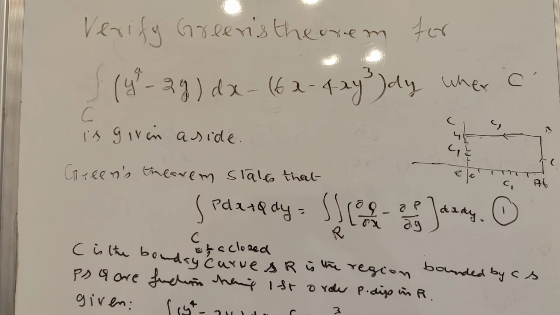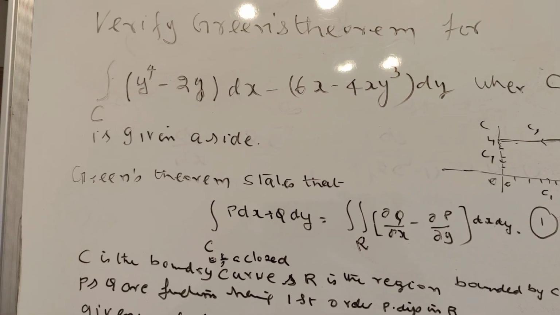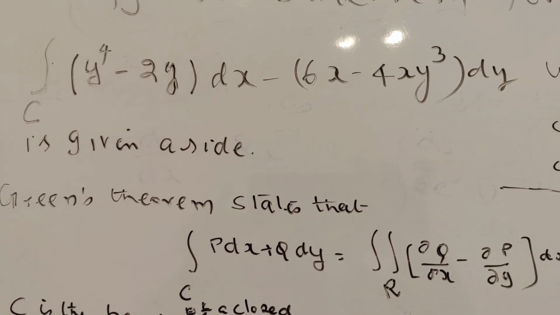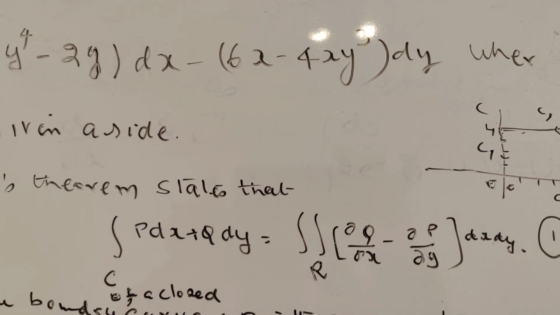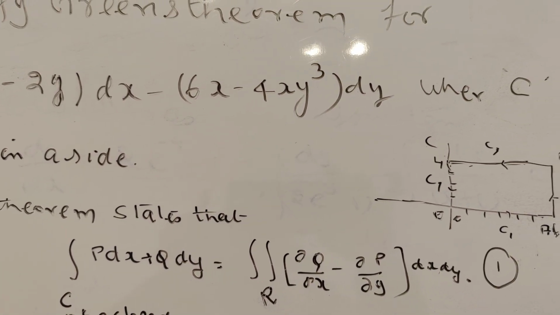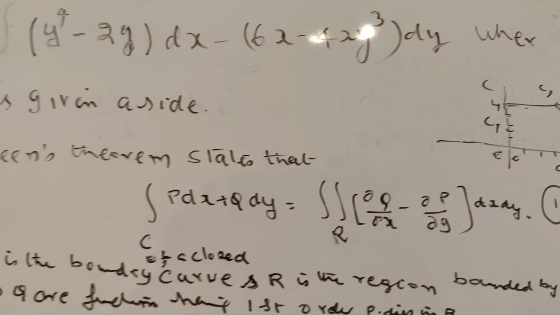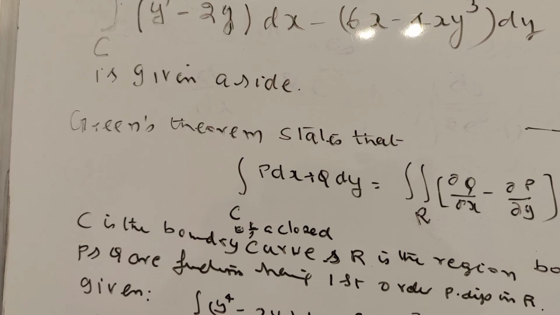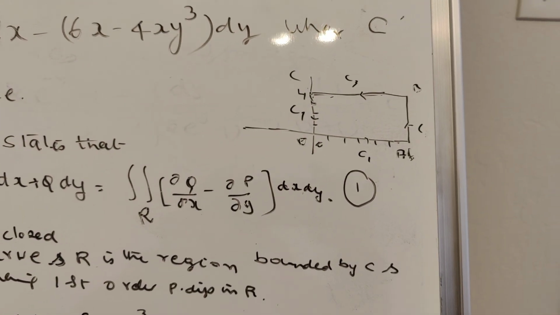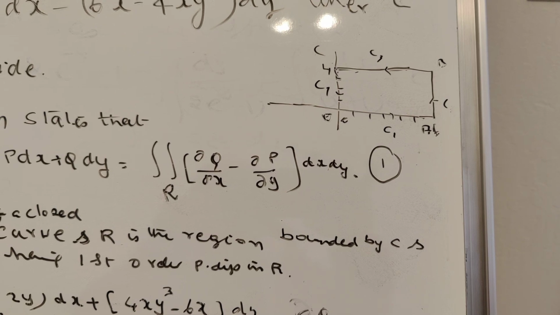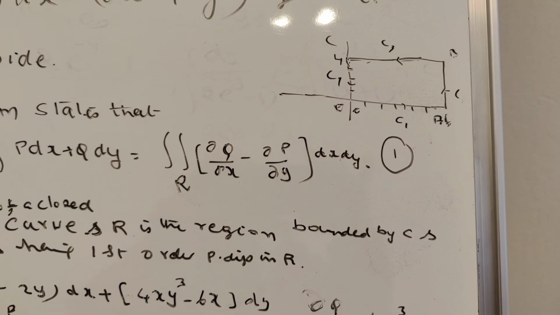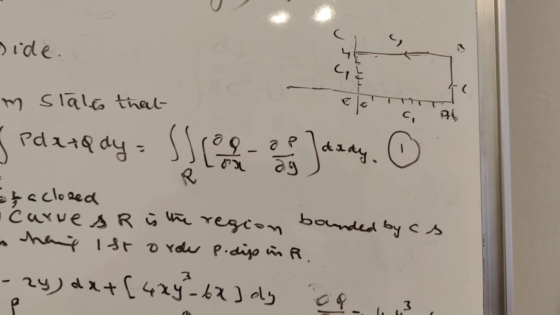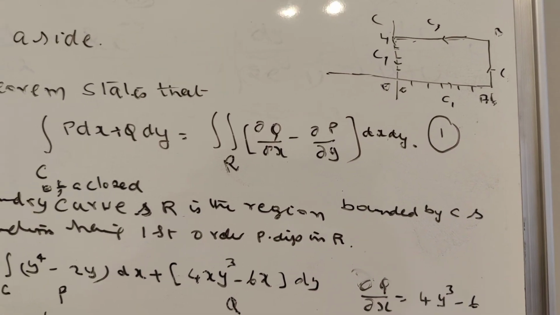Today let me discuss the problem of verification of Green's theorem for the integral over C of (y to the power of 4 minus 2y) dx minus (6x minus 4xy cubed) dy, where C is the given rectangle. We have to verify Green's theorem on this rectangle, which has a length of 6 units on the x-axis and 4 units on the y-axis.